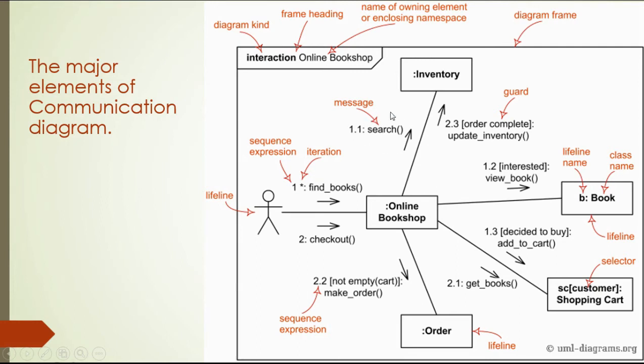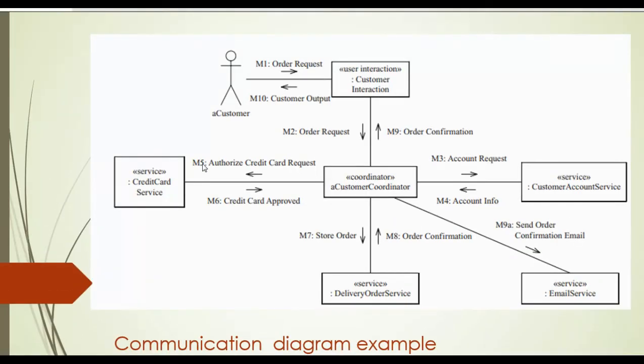The messages between the objects should be numbered. So, for example, here, finding a book, this is the first message from the actor to the bookshop, and then the bookshop sends a search for the book to the inventory. So the sequence of the messages is shown by numbering. So the elements of the communication diagram are the actor or the lifelines, and then the objects, and the communication or the relation between these objects with the messages. So here are the major elements of the communication diagram.